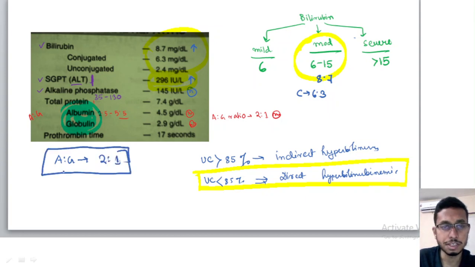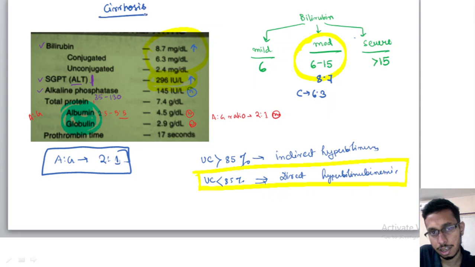In a cirrhotic patient, the albumin-globulin ratio is reversed. Here, the 2:1 ratio is maintained, so cirrhosis is ruled out. So what are the other causes of direct hyperbilirubinemia with a hepatocellular injury pattern? The most common things here would be hepatitis or drug-induced liver injury.